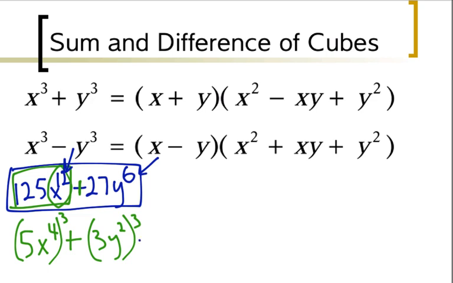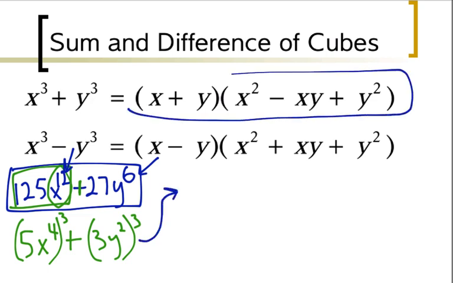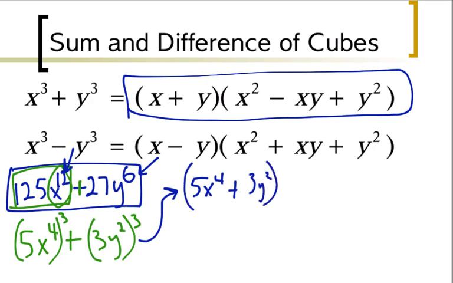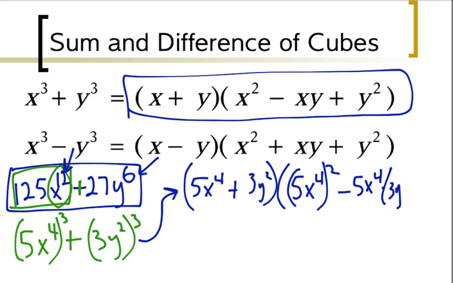If the exponent is divisible by 3, it is in fact a cube. Okay, so now this works out to be, we use the sum formula on top, 5x to the 4th plus 3y squared times 5x to the 4th squared minus 5x to the 4th times 3y squared plus 3y squared squared. Now, once I wrote it all out, I actually need to simplify it.